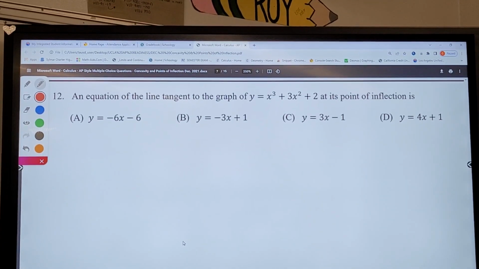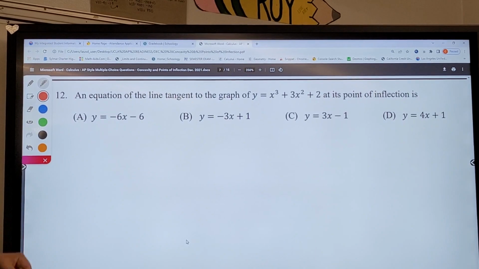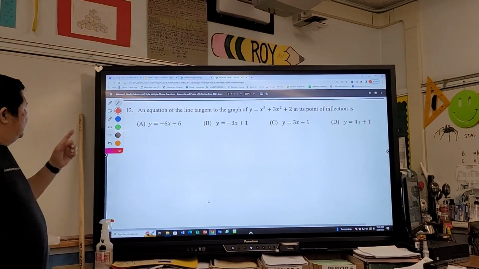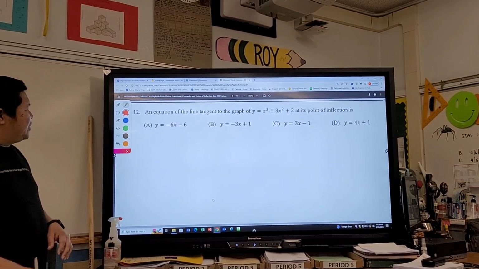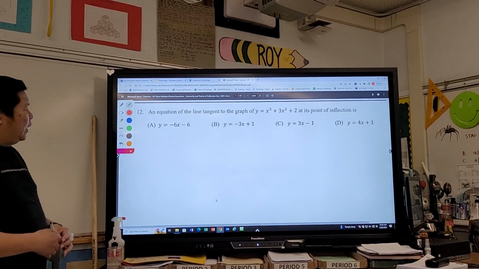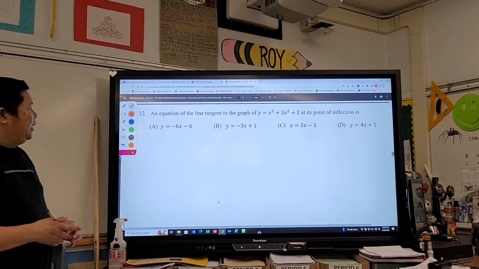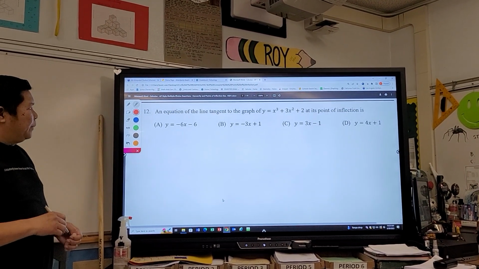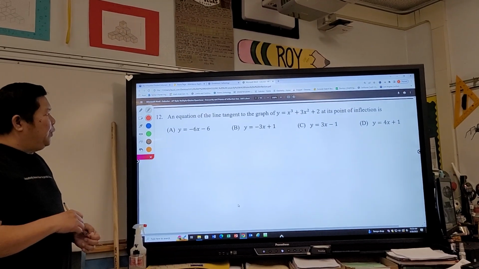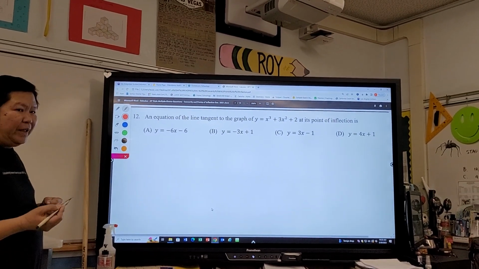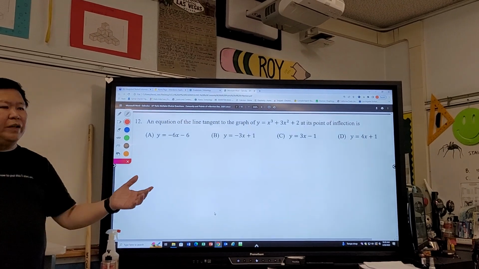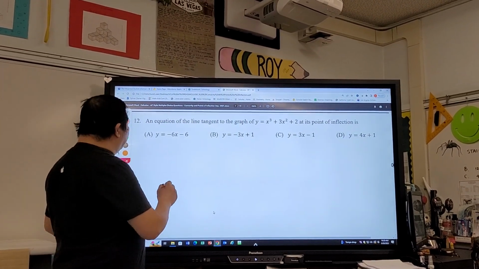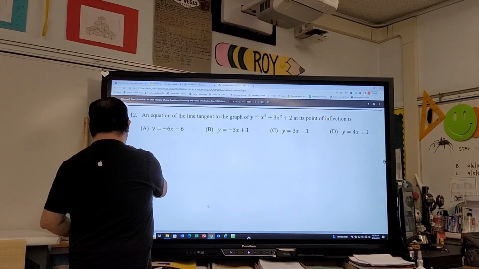Okay, so moving on to problem 12. An equation of the line tangent to the graph of y equals x to the power of 3 plus 3x squared plus 2 at each point of inflection is. So, what is your understanding about this equation of the line tangent to the graph?